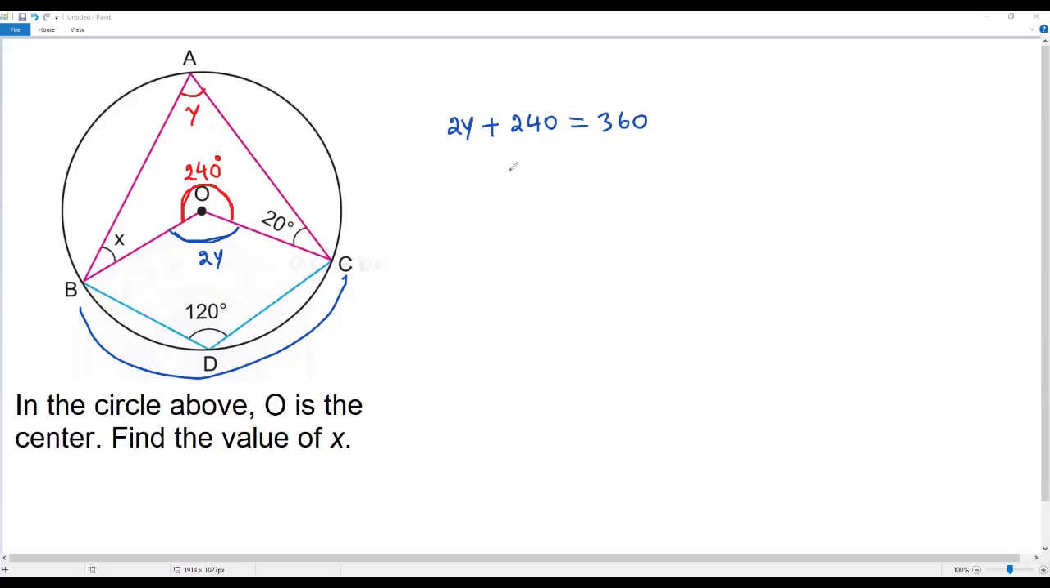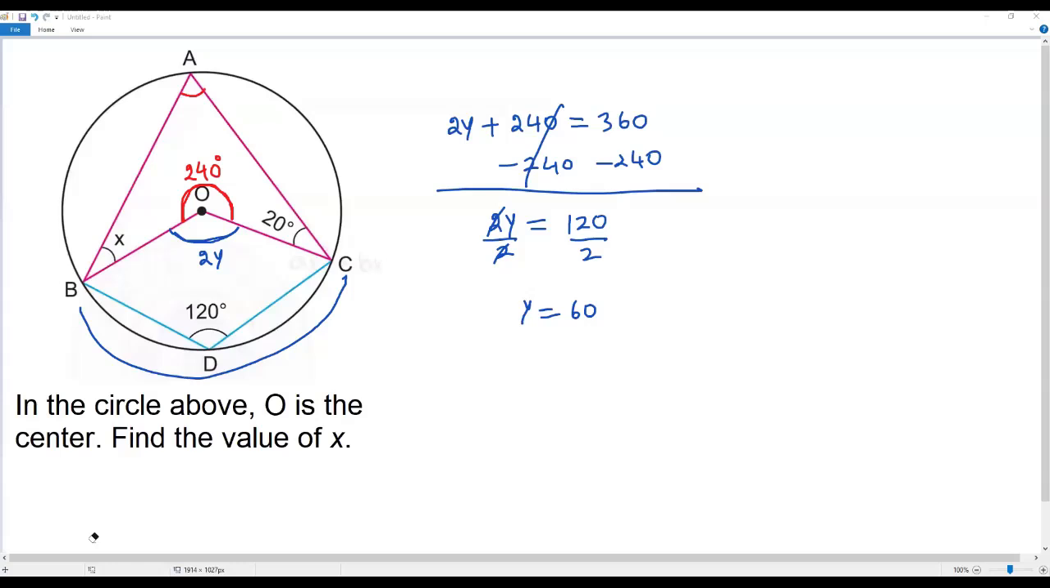Okay, now let's solve for y in this one. For that I subtract 240 from both sides. When I subtract 240 from both sides, the positive 240 and negative 240 cancel out. I'm getting 2y on the left side. When I subtract 240 from 360, I'm getting 120. So to solve for y, I divide both sides by 2. This 2 will cancel out. Then y equals, when I divide 120 by 2, I'm getting 60. So now I got the angle measure over here at A. That is 60 degrees. Because I had assumed this angle measure is y, but now I got the value of y, that is 60 degrees.